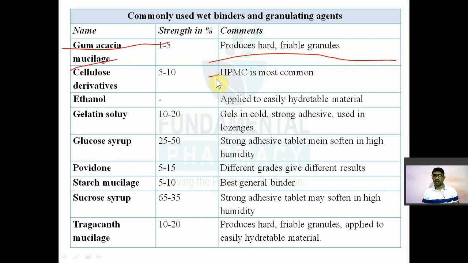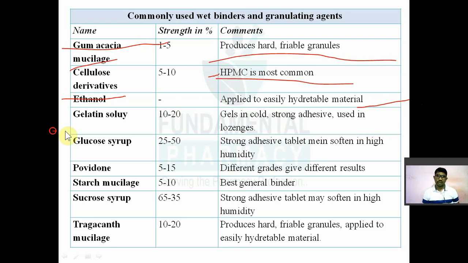Hydroxypropyl methyl cellulose is the most common. Sometimes ethanol is also used, so it is easily applied to materials which are hydratable, which get easily hydrated. If a material gets hydrated quickly, you cannot use water, so you can use ethanol, mostly.